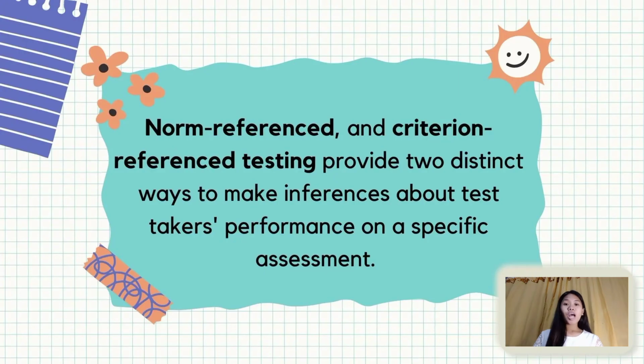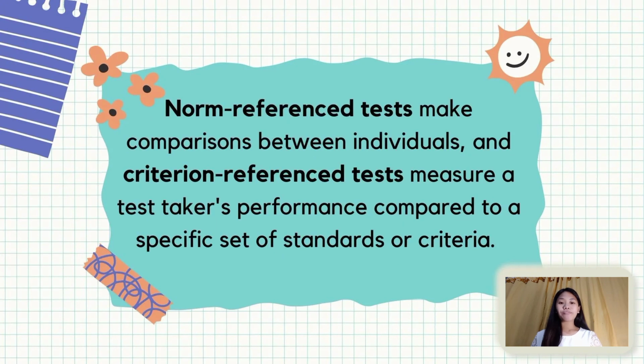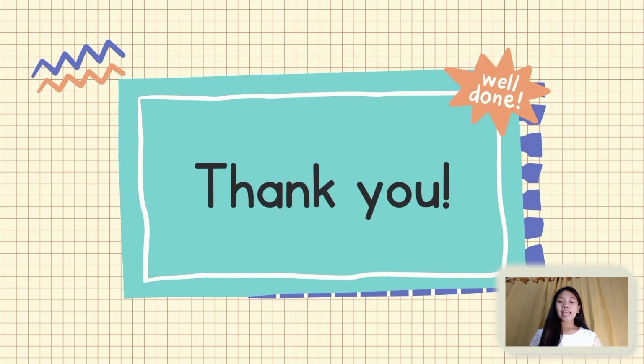So again, norm reference and criterion reference testing provide two distinct ways to make inferences about test takers' performance on a specific assessment. Norm reference tests make comparisons between individuals, and criterion reference tests measure a test taker's performance compared to a specific set of standards or criteria. So that ends my report.